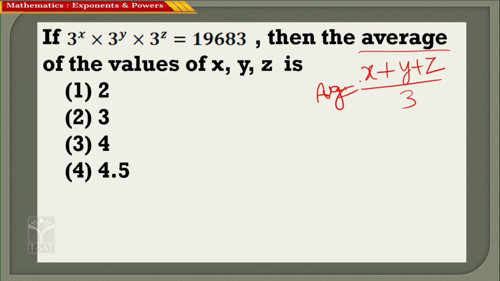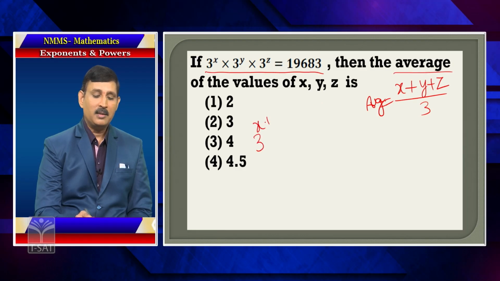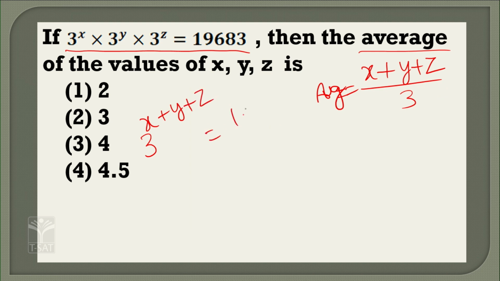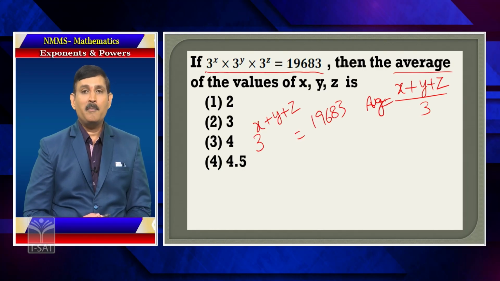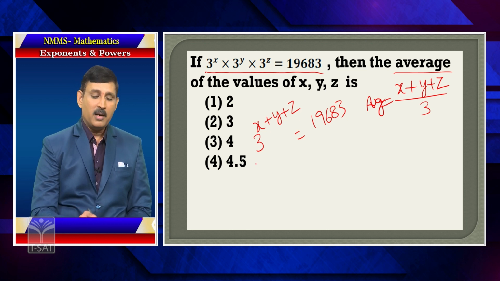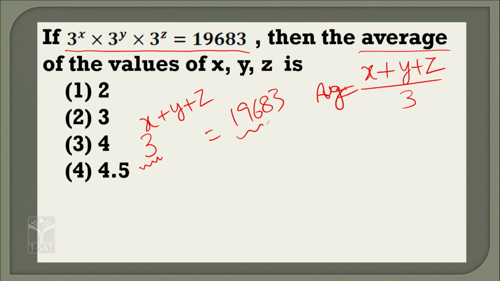Now how are you going to get this? For this we can use the laws of exponents. 3 power x into 3 power y into 3 power z. It is a power m into a power n is a power m plus n. So 3 power x plus y plus z is equal to 19683. But how do you get the value? Again, as we discussed earlier, when bases are equal, equate powers. Because the left hand side base is 3, you try to express the right hand side number in the form with base 3. So for 19683, you keep on dividing by 3.